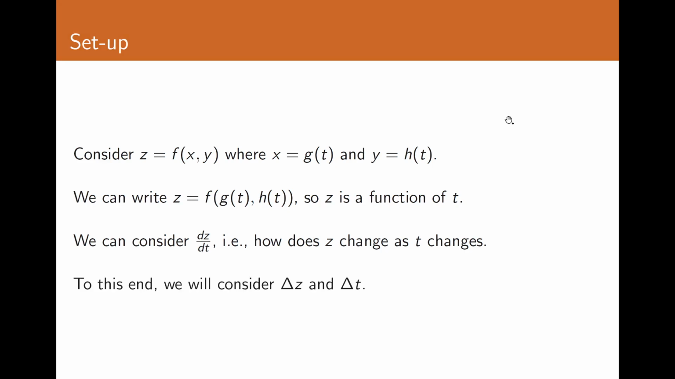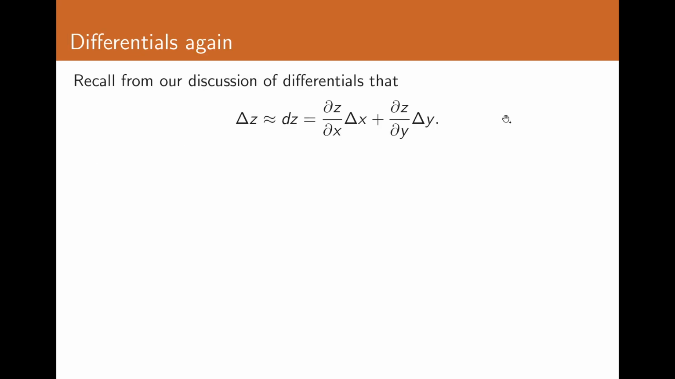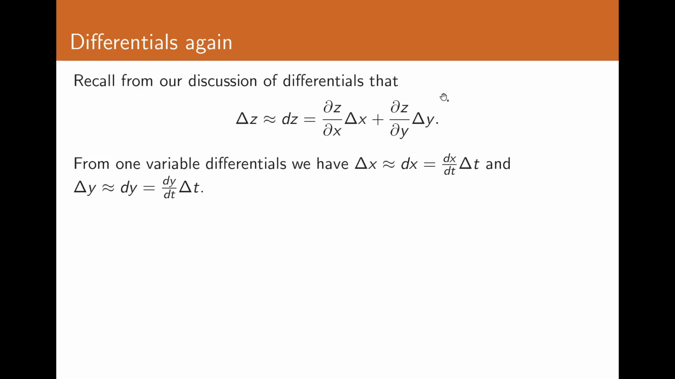So to get at this dz dt, we're going to look at an approximation, and we're going to consider delta z and delta t. So back when we looked at linear or tangent line approximations and differentials, recall that we saw that delta z is approximately dz, which was the partial of z with respect to x times delta x, plus the partial of z with respect to y times delta y. So you can go back and look at that from the section on differentials with multiple variables, and we had this equation here.